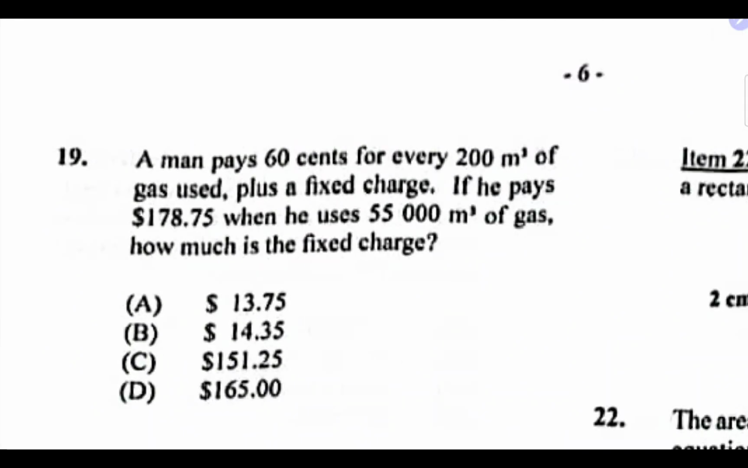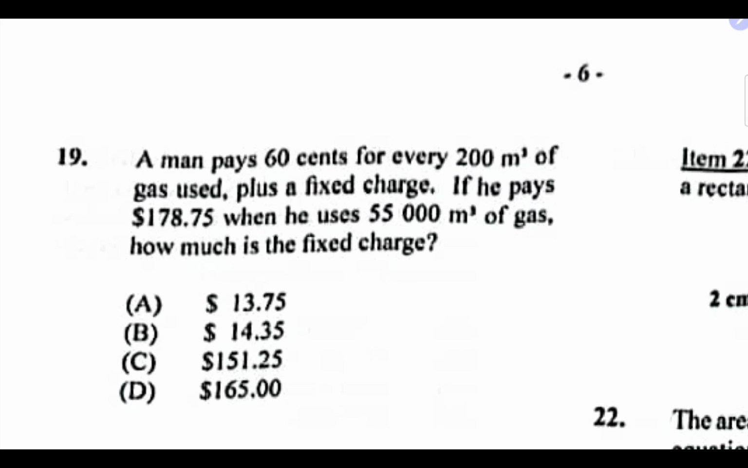Question 19. A man pays 60 cents for every 200 cubic meters of gas used, plus a fixed charge. If he pays $178.75 when he uses 55,000 cubic meters of gas, how much is the fixed cost?